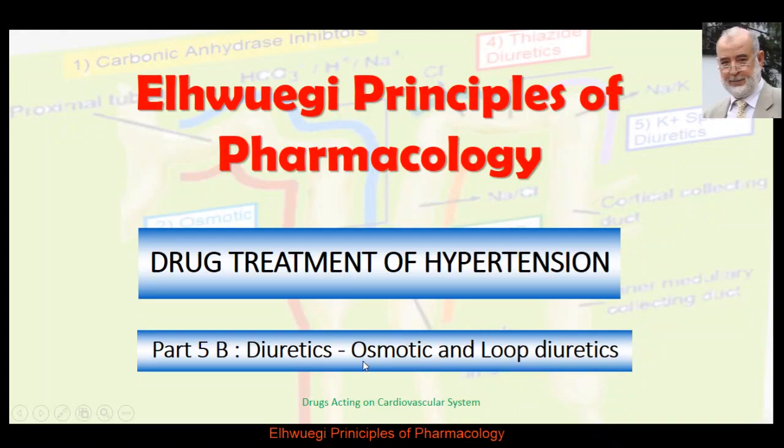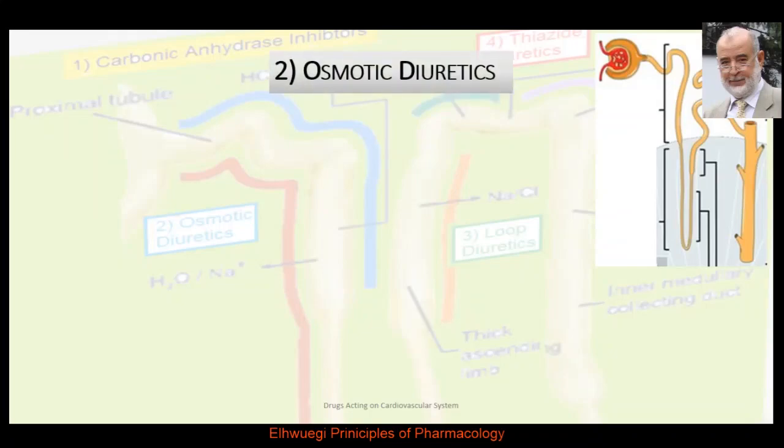Inshallah we'll talk about osmotic and loop diuretics. I have to remind you that revision of the previous presentation is necessary to understand the mechanisms and site of action of osmotic and loop diuretics. The second group, which are osmotic diuretics, we said they act at the proximal tubule, and they act as well at the collecting ducts.